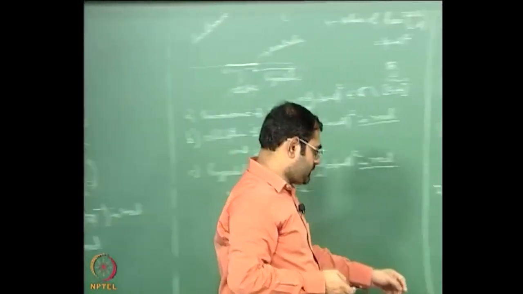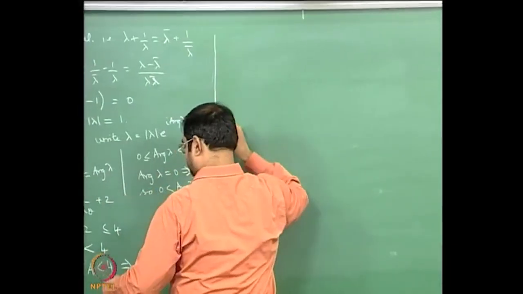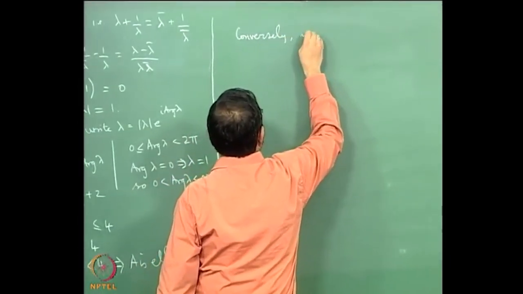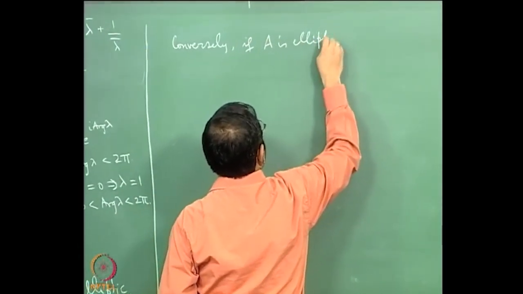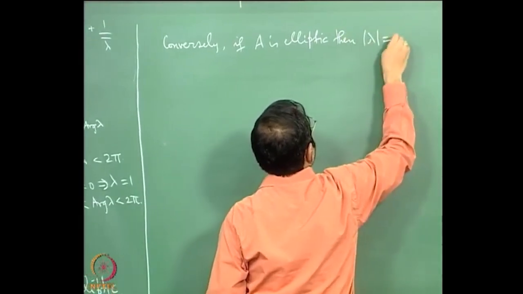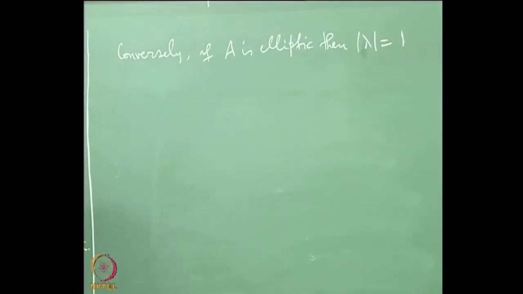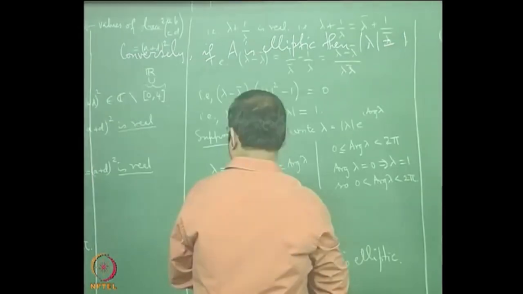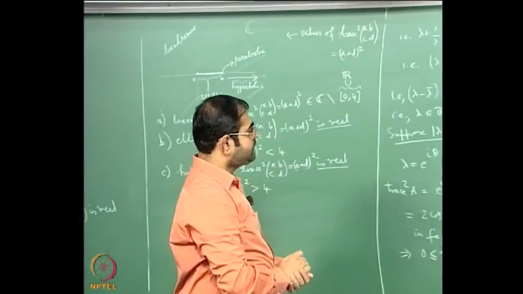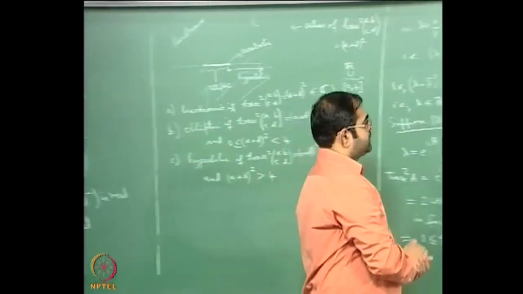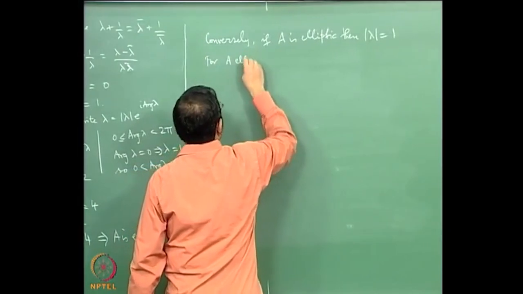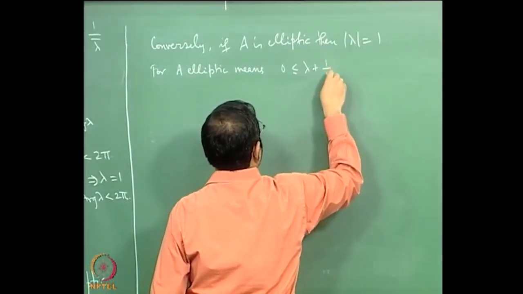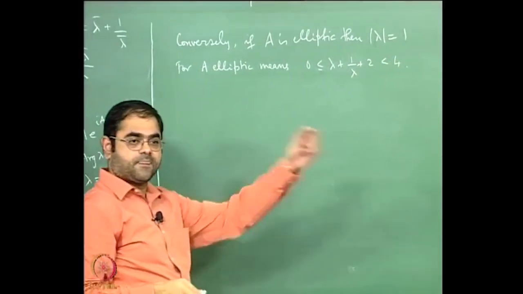So how does one see that? So let me write that down. Conversely, if A is elliptic, then mod lambda is 1, okay. If A is elliptic, I claim mod lambda is 1. Why? Because of the following reason. For A elliptic means 0 less than or equal to lambda plus 1 by lambda plus 2, strictly less than 4, alright. That is what it means.